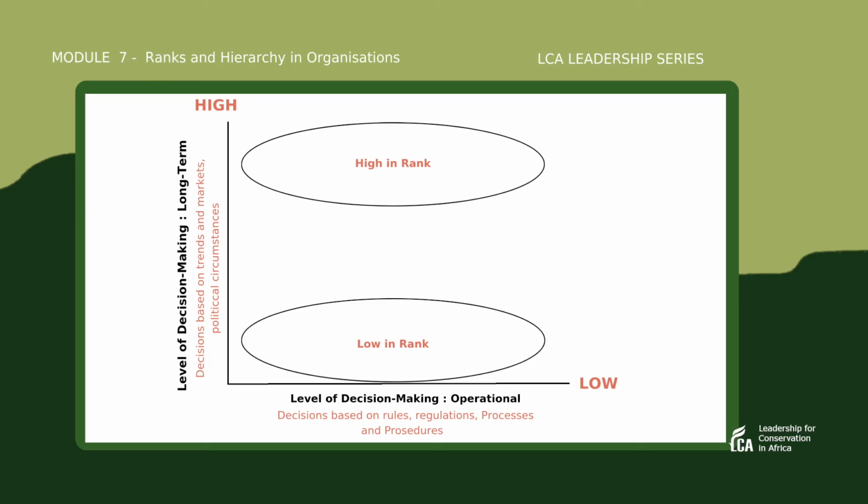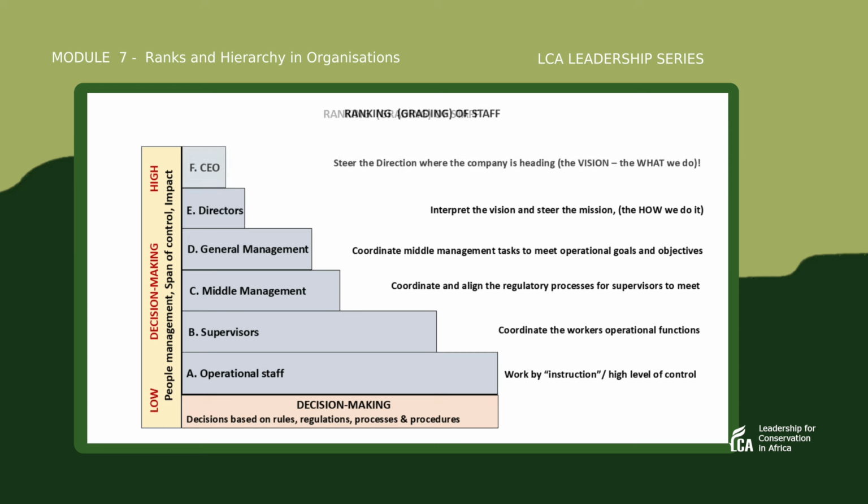The middle management, in turn, coordinate and align the regulatory processes of supervisors, whereas general management, at a high management level, coordinate departments and the middle management's tasks, goals and objectives. At director level, they interpret the vision of the organization and steer the mission in terms of how we are going to achieve this vision, whereas the CEO and the board determine the direction where the company is heading, which is the vision.